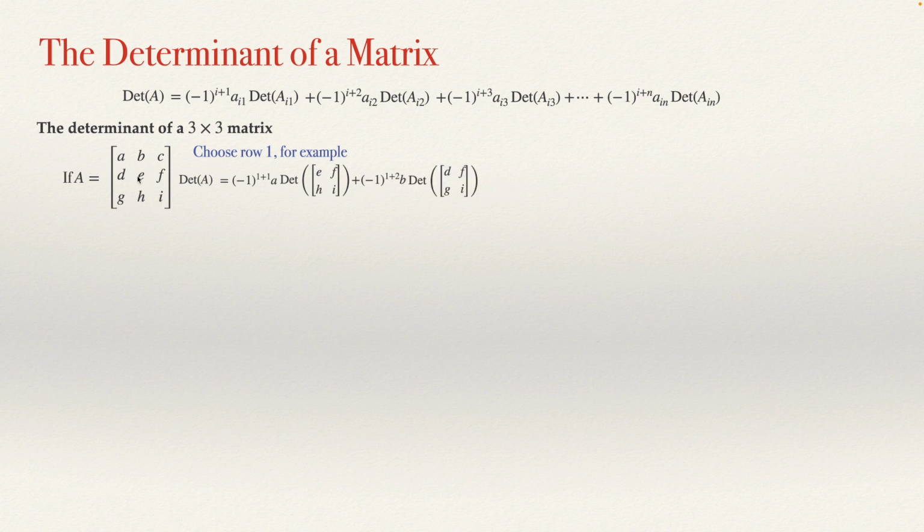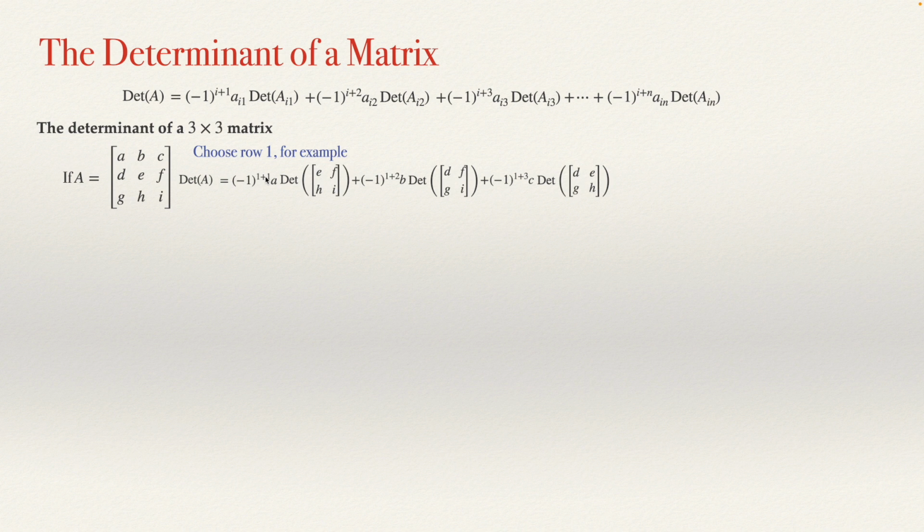Plus, and now we are going to the third element of the same row. So it will be C, with minus 1 to the power 1 plus 3. The first row, third column, minus 1 to the power 1 plus 3. This is C, multiplied by the matrix that results from eliminating first row, third column. It will be D, E, G, H, the matrix. And we can compute this determinant easily. It's a 2 by 2 matrix. Let's do that.